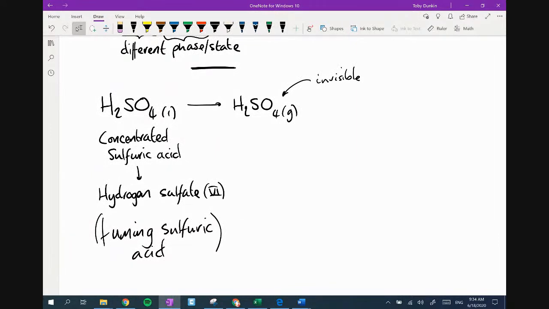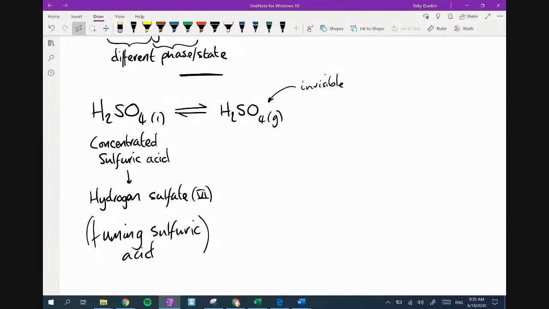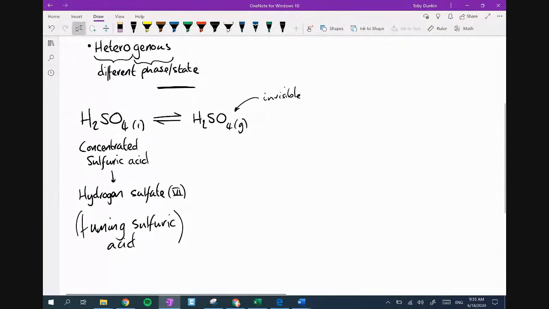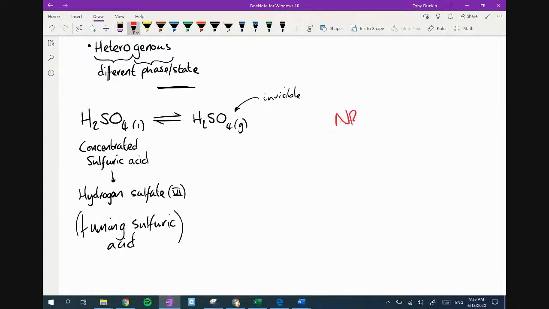So, okay, if we were going to write this down, by the way, this is of course going to be in equilibrium. Sorry, I've done that as unidirectional, and it's not. This is in equilibrium. Now, if you were going to write down the Kc for this, there's a nota bene. A quick nota bene on the side.